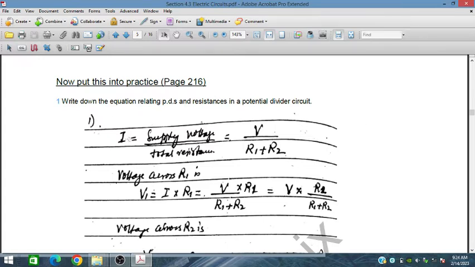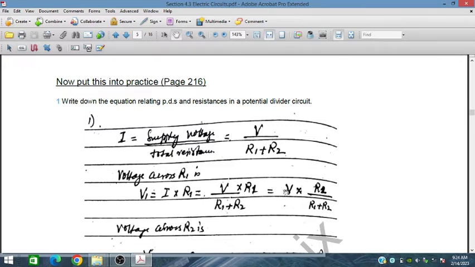So here we have the current I equals the supply voltage divided by the total resistance. The total resistance is R1 plus R2, and the supply voltage is V. So the voltage across R1 is V1, which is equal to I into R1, where I is equal to V upon R1 plus R2. In place of this I, we can write V upon R1 plus R2.